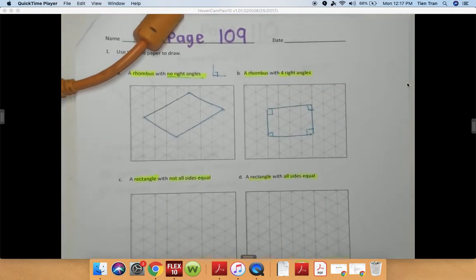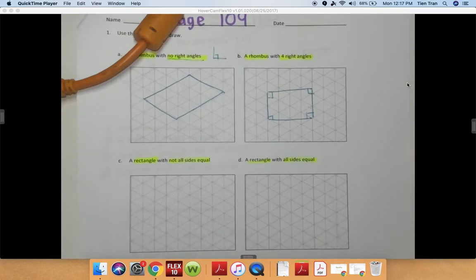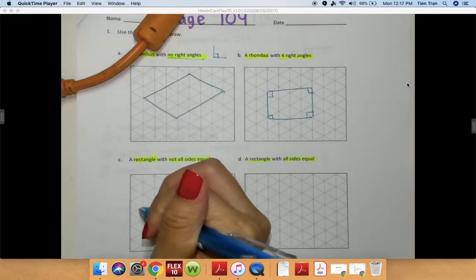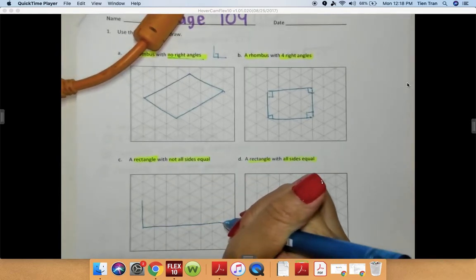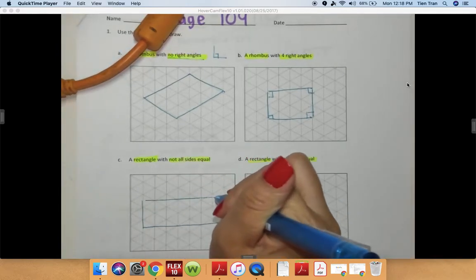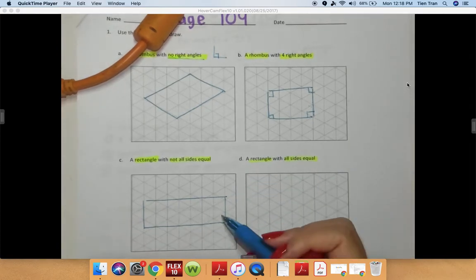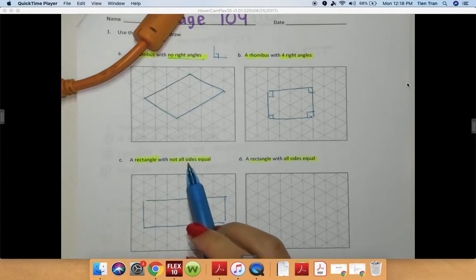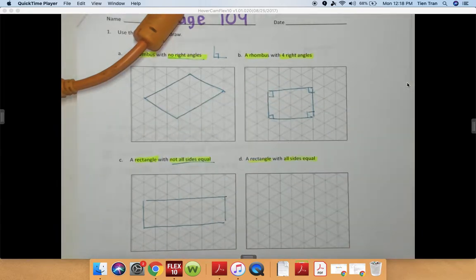Okay. Now for problem C, a rectangle with not all sides equal. So I'm drawing a rectangle. And if you notice, these lines are the same, but they are not the same as the side lines. The side lines are shorter. That's what it means by not all sides are equal.